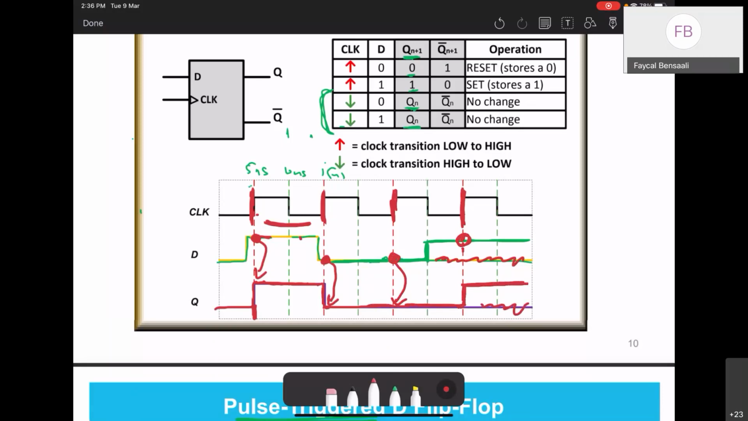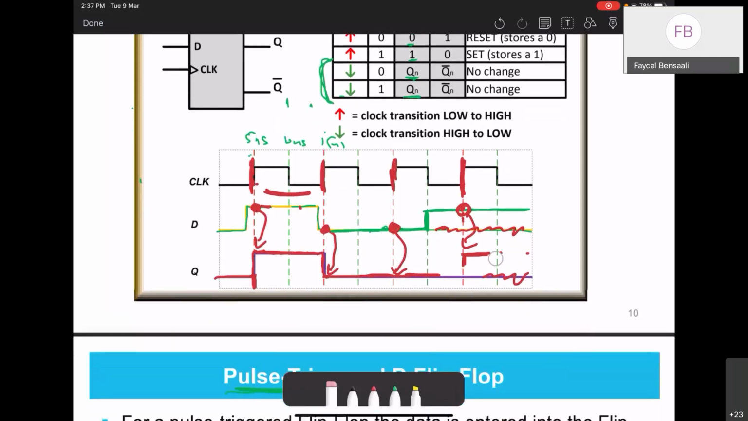Do you understand? So D type, it's very simple. Q follows D. But now the question is, when does it follow it? It follows it when we have a rising edge, if your flip-flop is positive edge triggered, or it follows it on the falling edges if your flip-flop is negative edge triggered.